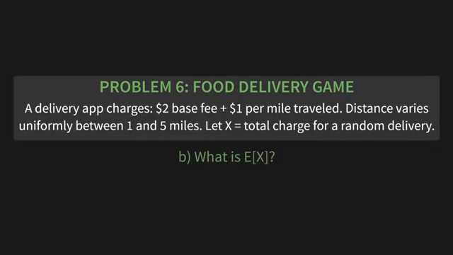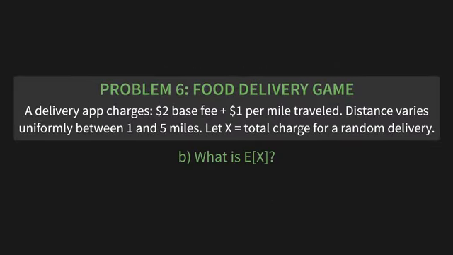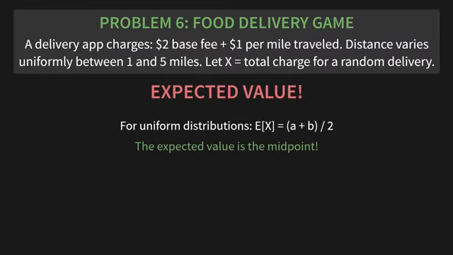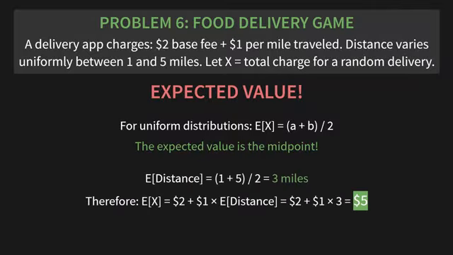Now, what's the expected value of X? In other words, if you order food 1,000 times, what's the average you'll pay? Here's something beautiful about uniform distributions. The expected value is simply the midpoint. Since distance is uniform between 1 and 5 miles, on average, you'll travel 3 miles, right in the middle. So the expected charge is $2 base plus $1 times 3 miles average distance. That gives us $5 on average per delivery. Simple as that.